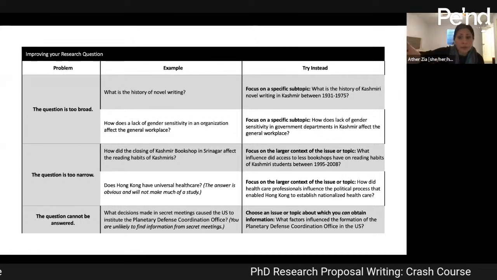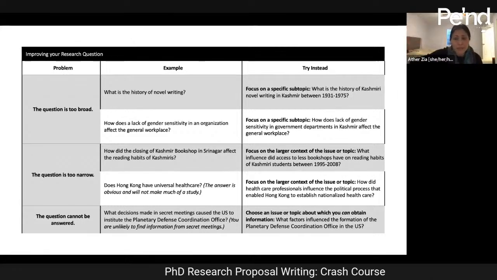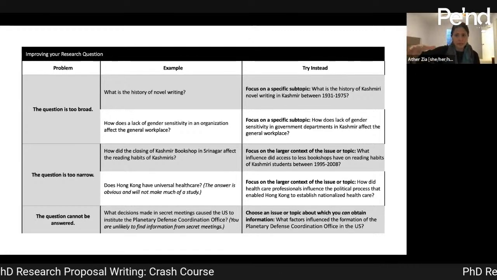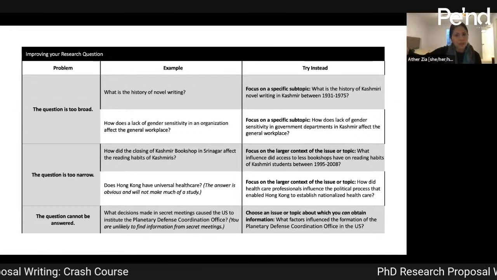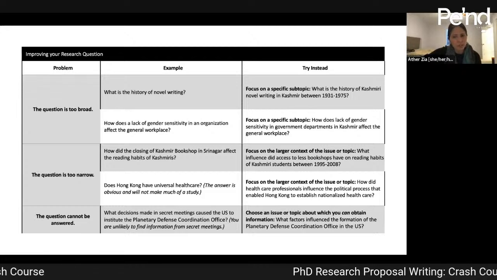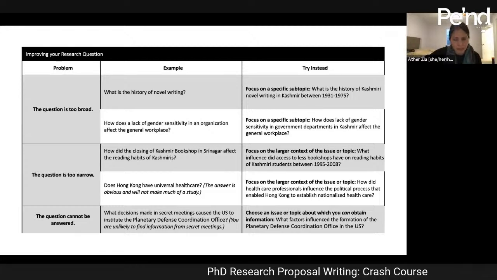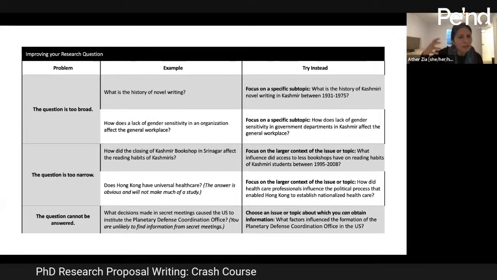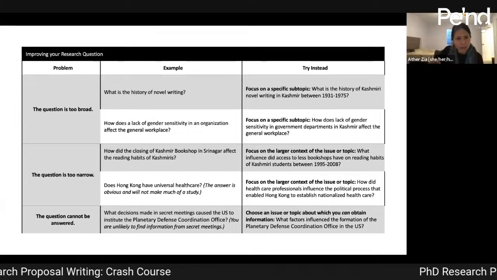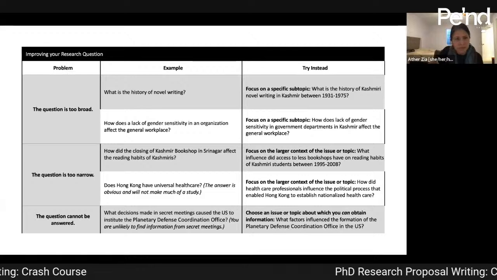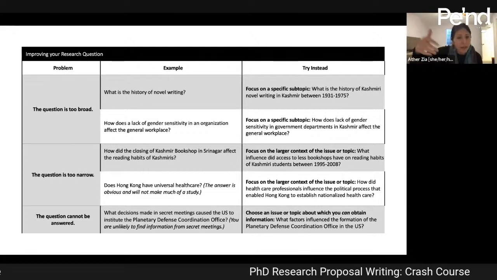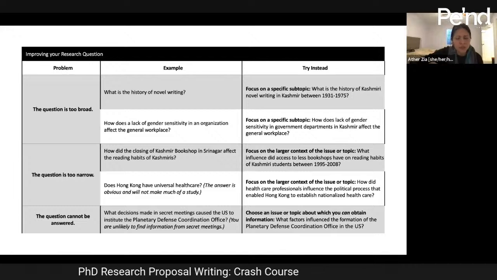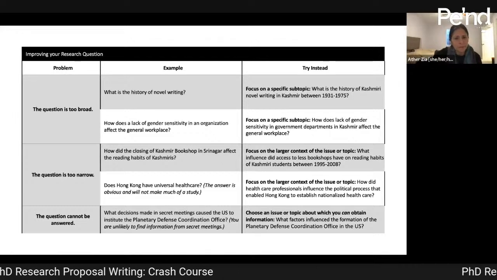So how can we narrow it down? Let's try this. Let's focus on a specific subtopic that comes under this. So we could be looking at, what's the history of Kashmiri novel writing in Kashmir between 1931 and 1975. I chose the dates randomly, but it gives you an idea that you can look at a specific location and a specific time period, as we did earlier. This is how you start thinking about your research questions and fine tuning them.